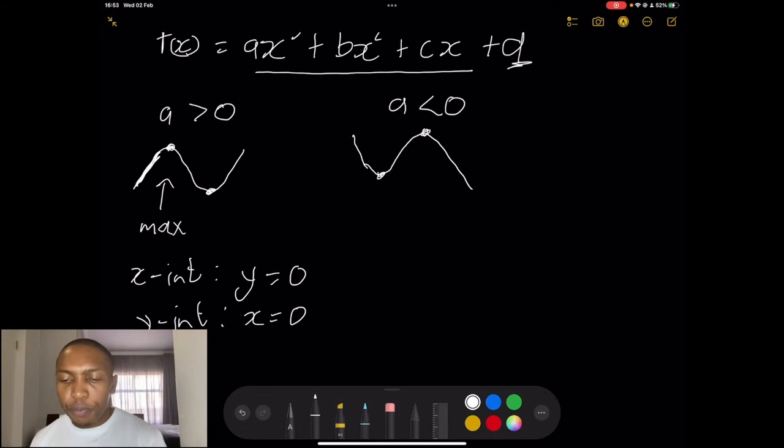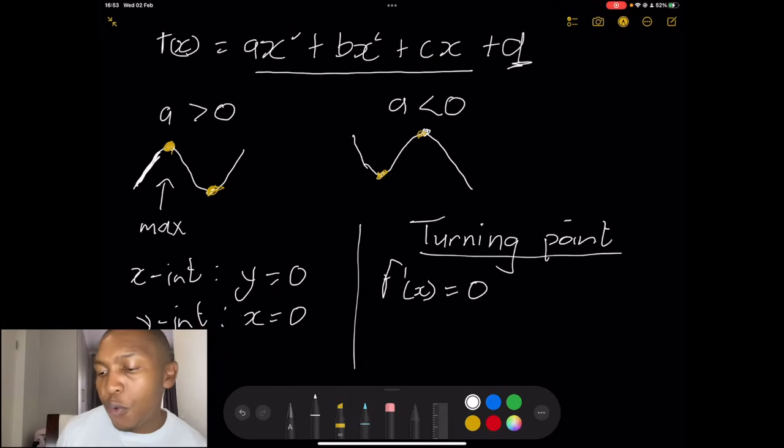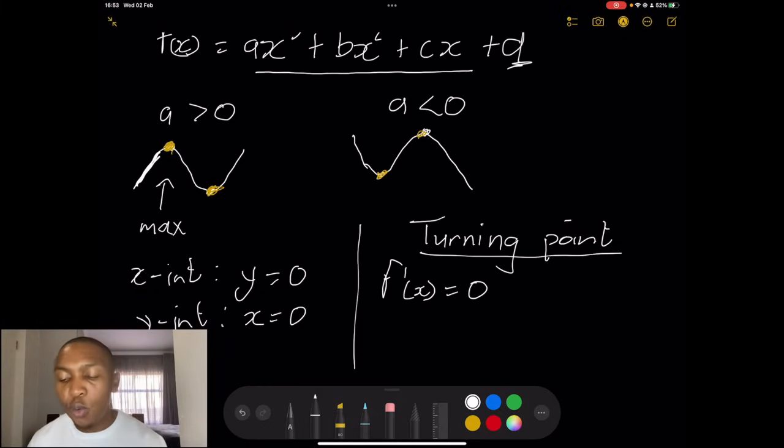Now, we've got something else that we also need to find: the turning points. Those values, we call them the maximum and the minimum. How do we determine that? In order to get the turning point of your graph, I am going to take the derivative and make it equal to zero. Of course, for those of you who've already done matric, who are upgrading, you'd probably know this better. But for some of you who have not done calculus as yet, please don't worry too much about it.